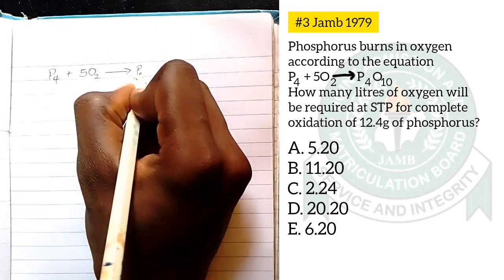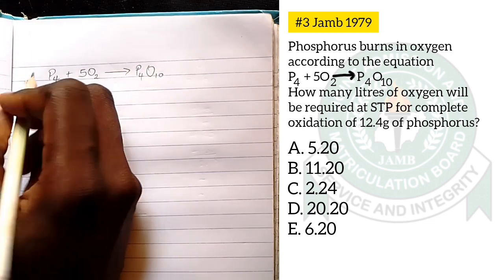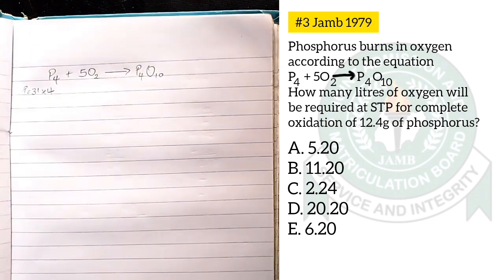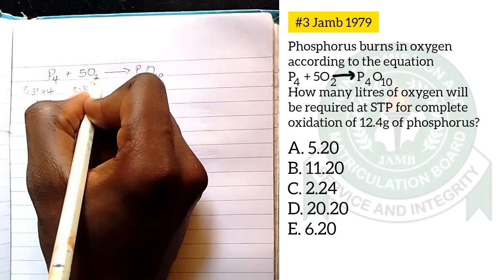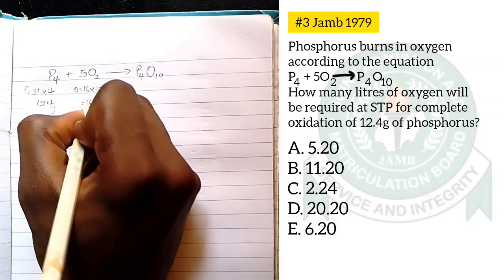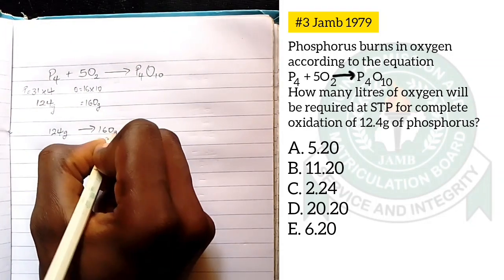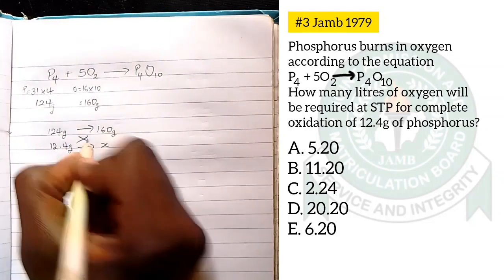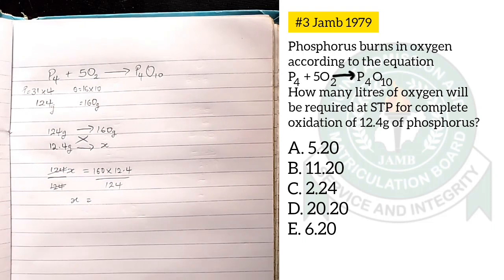So first, write out the equation of the reaction, which is this. Okay, so the mass of phosphorus here, since phosphorus has atomic mass 31, multiply that by 4, which will give us 124 g. So 124 g requires 160 g of oxygen. Okay, so if 124 g requires 160 g, 12.4 g will require X. By normal cross multiplication, we have X, which is the mass of oxygen, as 16.